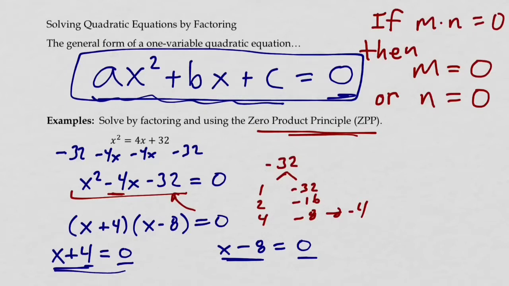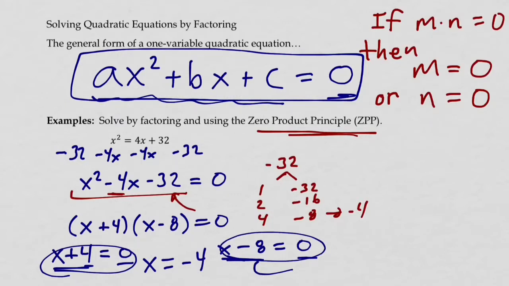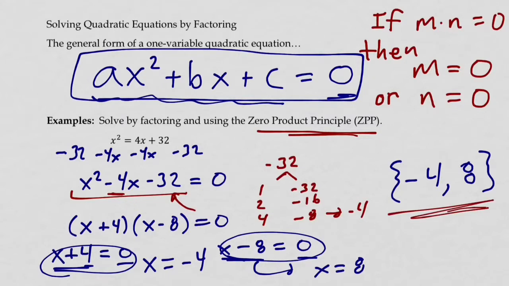Now for this first equation to be true, we need x to equal negative 4, and for the second equation, we need x to equal positive 8. And so that gives us two solutions to the quadratic equation. We can describe them by writing a solution set of negative 4 and 8. I'm going to put that solution set in curly brackets, braces, to describe it as a list of numbers where the order doesn't matter, but it's just a list of the possible solutions to the equation.